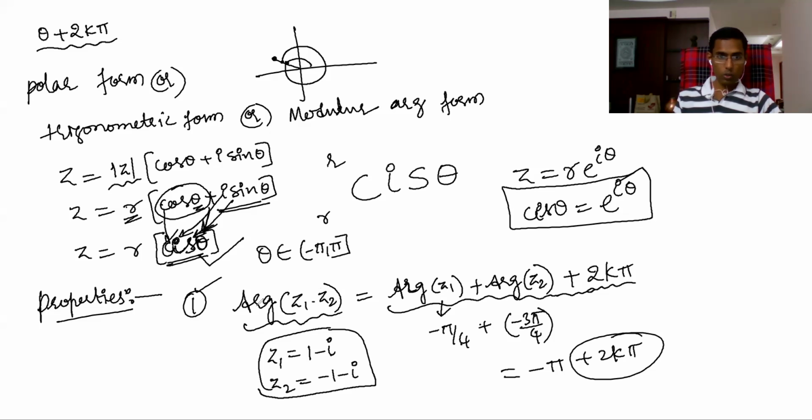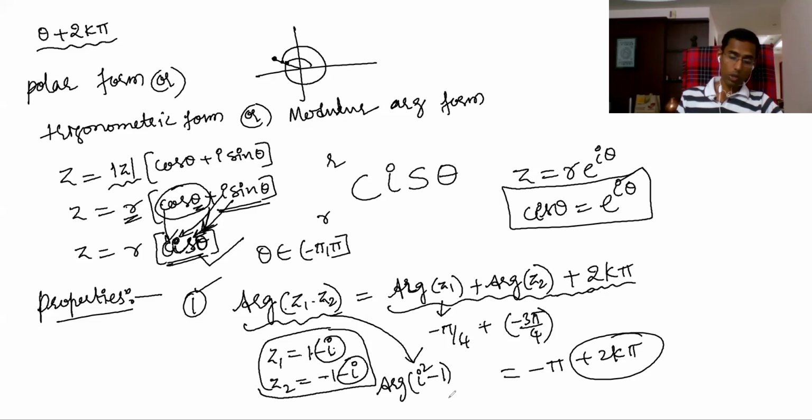For example, now the argument of Z1 into Z2. Z1 into Z2 is a plus b into a minus b. What is a? Minus i is a. A plus b, plus 1, a minus b. That means Z1 Z2 is a square minus b square. What is a square minus b square? A square means minus i whole square is i square, and this is going to be minus 1.